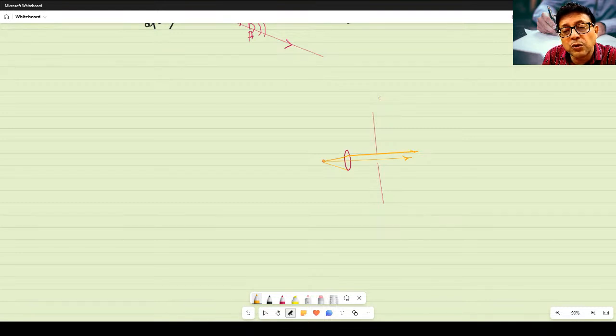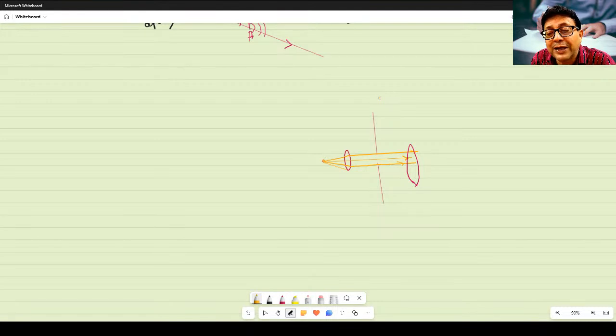This light will go through, because we have taken a narrow slit, it will follow a straight line path, isn't it? Now if we keep another lens in front of it, then these parallel rays should converge at the focus, isn't it?